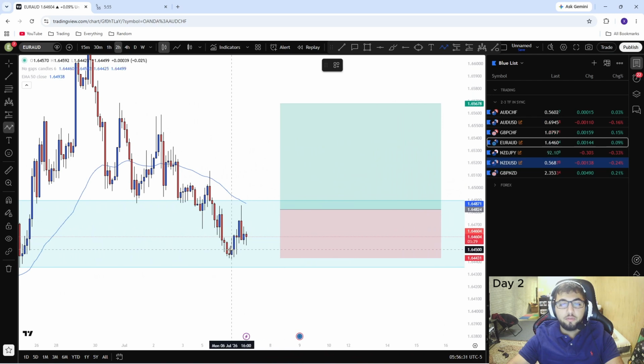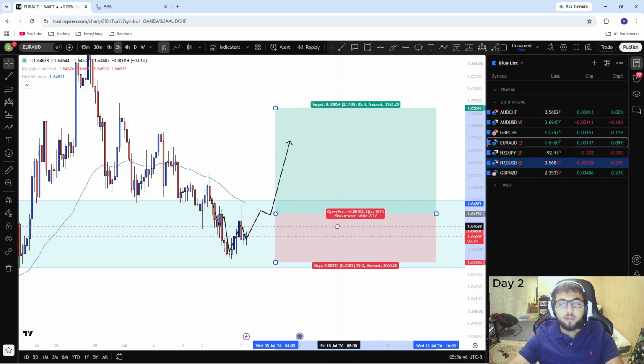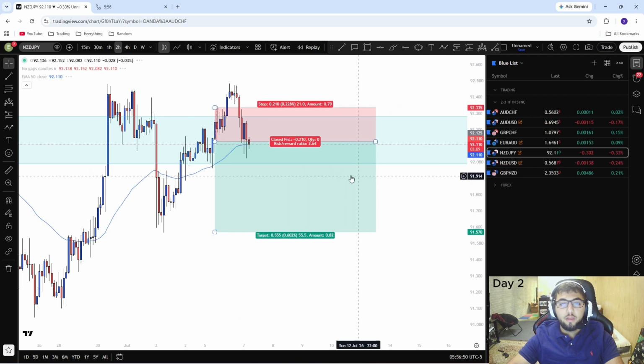If we close above, right, because it looks like we have another left head, right shoulder right here. So if we close above this, then we'll look for our entry. So we'll set an alarm right at that zone, and it's somewhat close to where I have my take profit area. So we'll just have to wait and see.